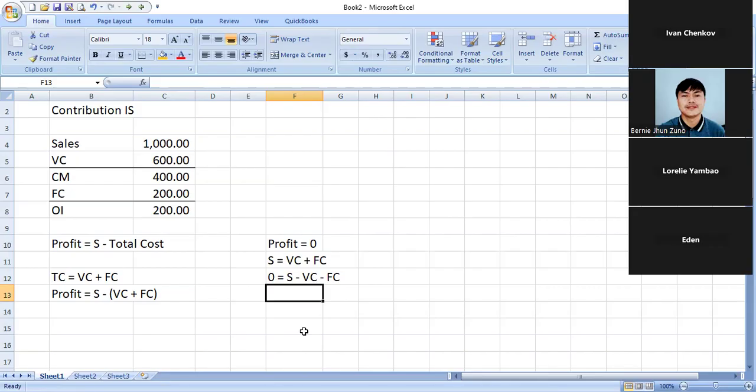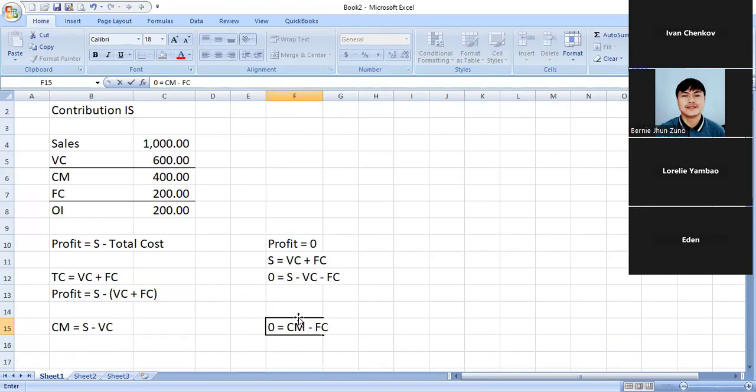Yes, Prof. Now let's see how we calculate the contribution margin. How did we get the contribution margin? Sales minus variable cost. Now, the question is, do we have sales minus variable cost in this formula? Yes. Can I substitute it? Yes. So if I do that, what's going to happen? It's going to have 0 equal to contribution margin minus the fixed cost.